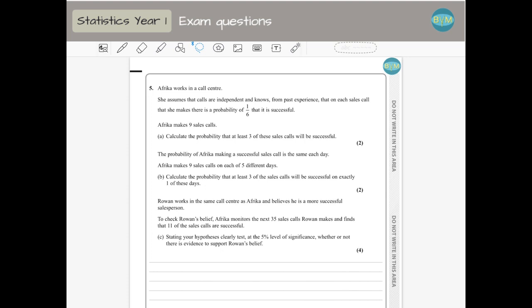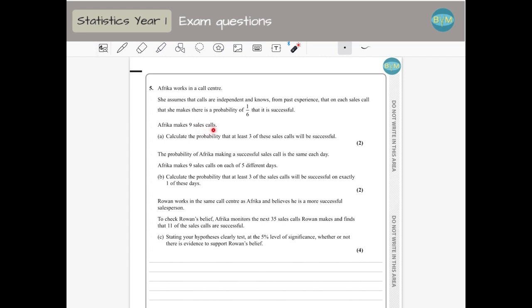Hello, this is question 5 on your statistics paper from Edexcel June 2020, the AS paper. So you have a hypothesis testing question. Africa works in a call center. She assumes that the calls are independent and knows from past experience that on each sales call that she makes, there is a probability that it is successful.